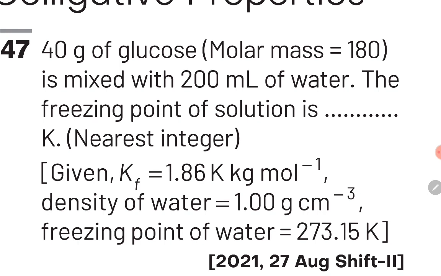The first question of the chapter is: 40 grams of glucose with molar mass 180 is mixed with 200 ml of water. The freezing point of solution is. Guys, it is given that Kf for water is 1.86 Kelvin kilogram per mole and density of water is 1 gram per centimeter cube.